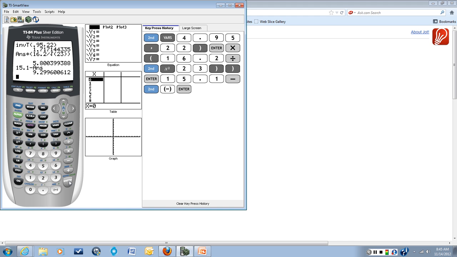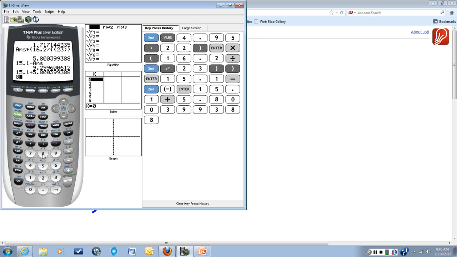And we'll get 9.2996, which we're going to round to 9.3 because the question said to round to 1 decimal place. For the other end of our confidence interval, we'll take 15.1 and we'll add the margin of error. And put in one too many 8s, didn't I? There we go. And we'll get 20.9 for the other end of our confidence interval.